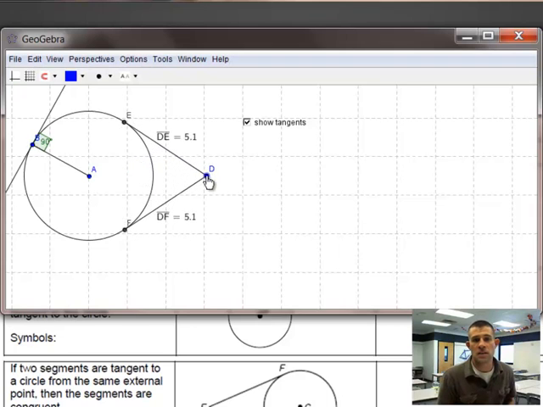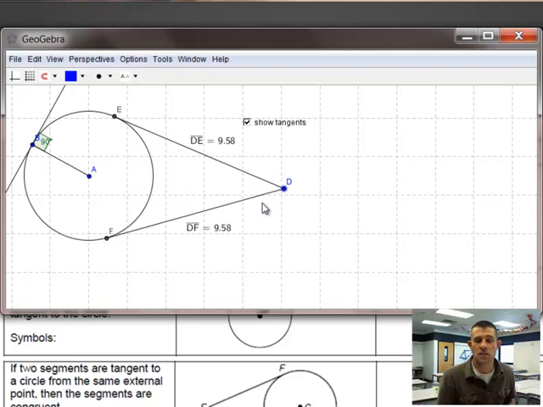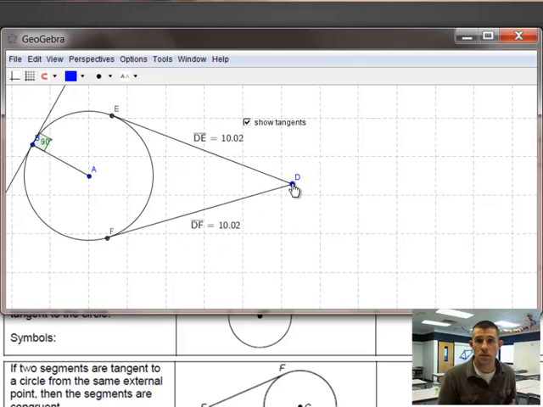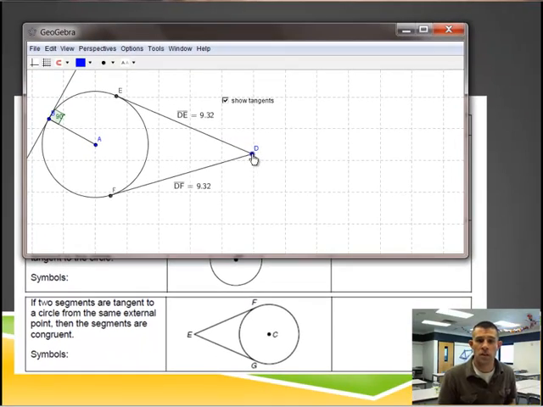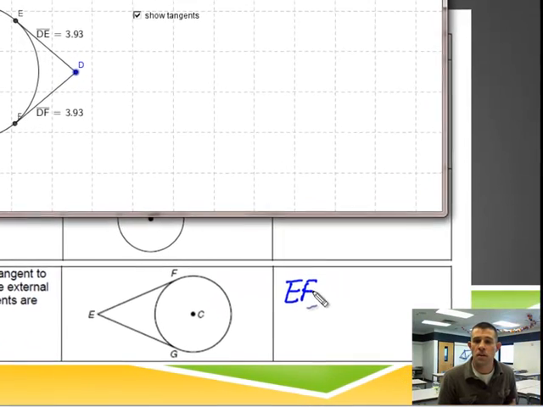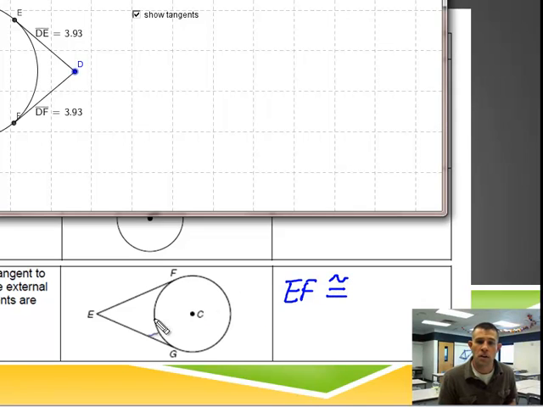the circle. So here are line segments DE and DF. They are both tangent to the circle from the same point D. And what you'll notice is that the line segments are congruent to each other. No matter where I drag them, as long as they're tangent to the same circle from the same point, they are always going to be congruent to each other. So my conclusion is, in this picture, that line segment EF must be congruent to line segment EG because they're tangent to the same circle from the same external point.